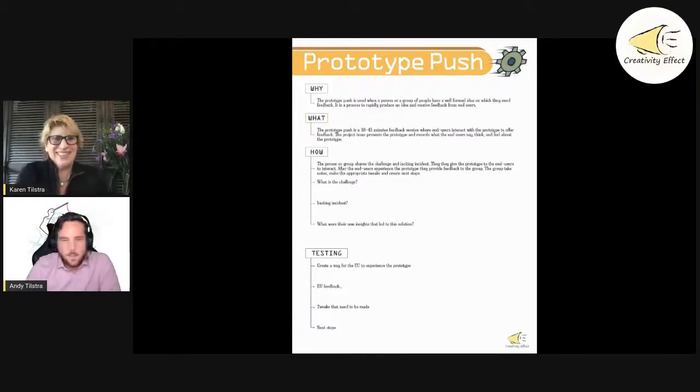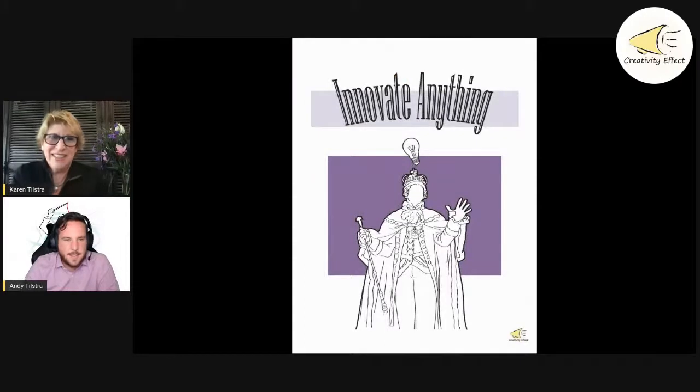All right. And moving on to our third and final tool, the Innovate Anything. What is an Innovate Anything? Innovate Anything is used when a group gets a mandate. And people don't like mandates, generally speaking. So when your team, your group, your unit, your church group, your classroom gets a mandate, this is the tool for you.